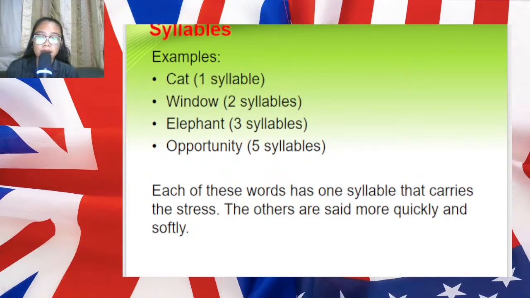And here's the important connection to word stress. Each of these words has one syllable that carries the stress. The others are said more quickly and softly. So first, we break the word down into syllables. Then we figure out which one gets the spotlight. Just like in music, we need to hear the beats before we can find the rhythm. Let's try breaking down a few more words next.